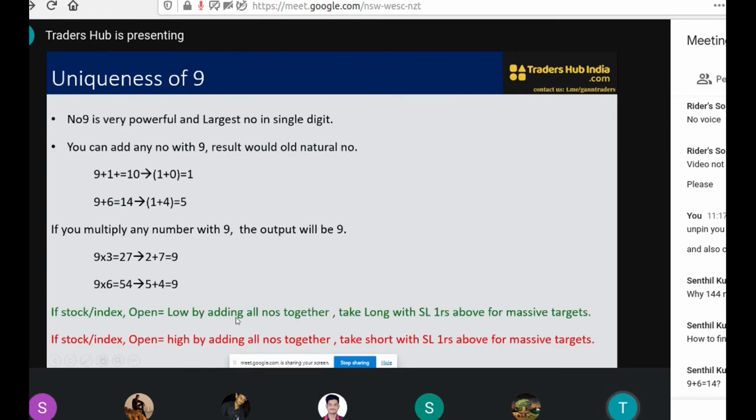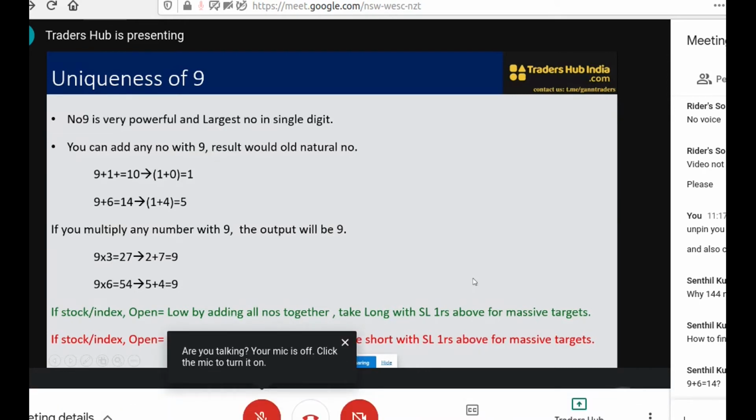Just wait for the first 5 minutes, and if the trade is taken with a stop loss just 1 rupee below the low, you get massive targets. In the same way, wait for the first 5 minutes of the market, at 9:21, and if the low is breaking, you take the trade with a stop loss just 1 rupee above the high of the day, and you get a massive target. It's a very, very powerful strategy. You get very limited stocks, but it's very powerful.